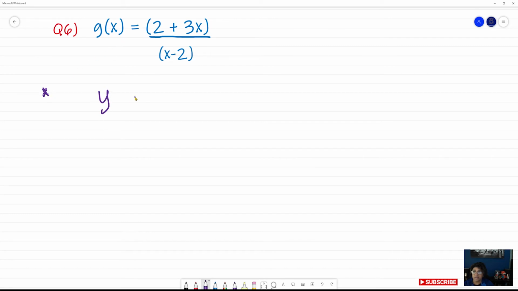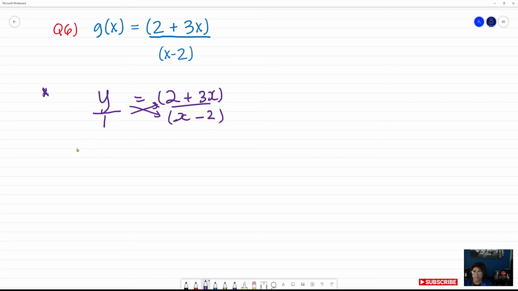So y is going to be equal to 2 plus 3x over x minus 2. Now what I like to do with my students is just write this as y over 1 and then cross multiply here and there, and that will give you 1 times all this and then y times all this.